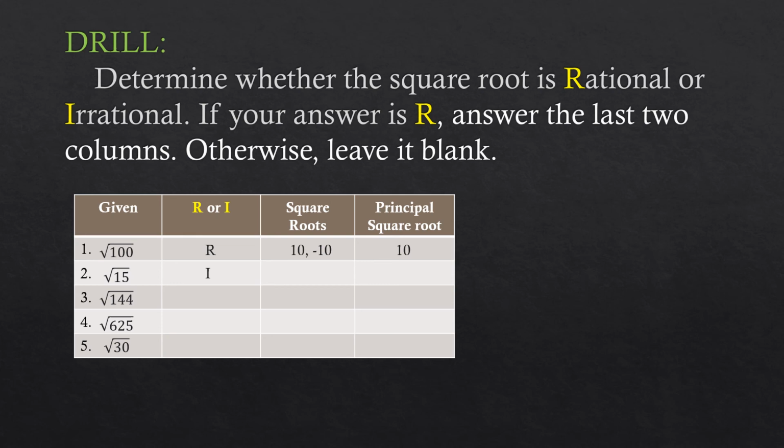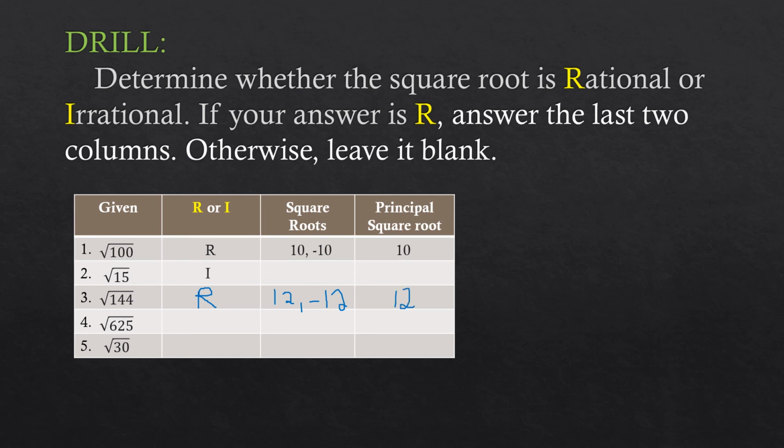Let us check. For number 3, we have 144. 144, is that a perfect square or not? Yes, it is a perfect square. So since it is a perfect square, therefore it is rational. The square roots are 12 and negative 12. The principal square root is 12 or positive 12.